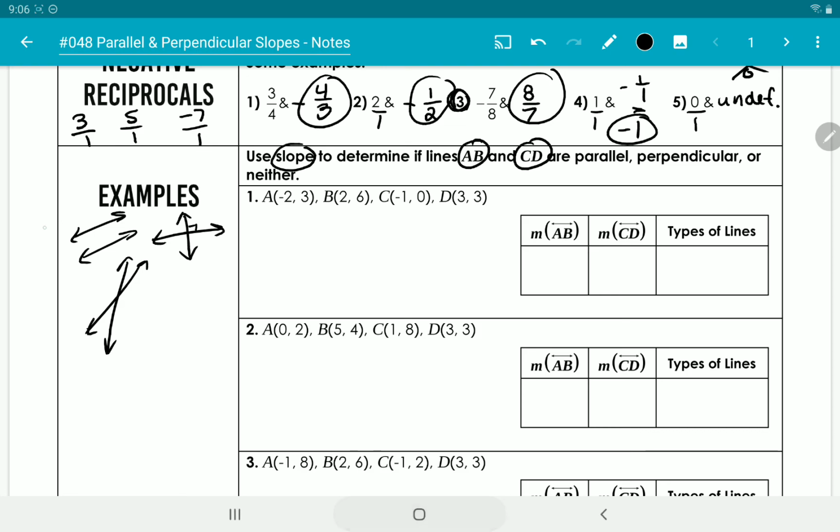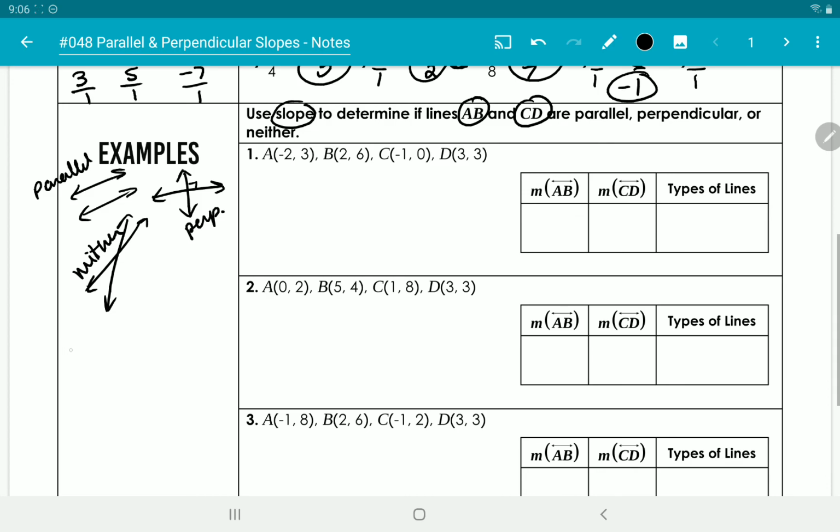Okay? So this one's parallel. This one's perpendicular, and I'm just going to put perp. And this one is neither. Okay? So in order to determine the slope, we're going to use this formula. So slope is y2 minus y1, so it's the change in y, divided by the change in x, so x2 minus x1.